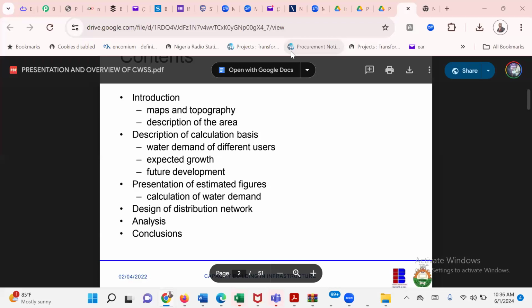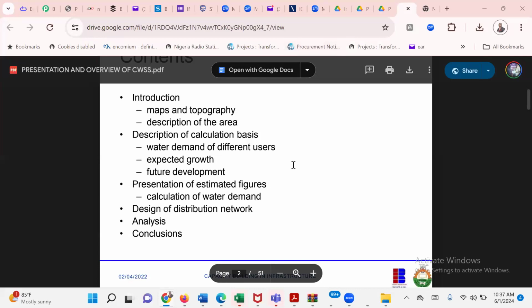Then number three, still under the calculation, how you form your calculation basis or takeoff, is you need to ask yourself, are there going to be future developments? Maybe today we are expecting that in 20, 30 years time, there will be a university. So it means I must capture that population explosion in my design, even though we're not yet there, but I have to capture it. Very, very important.